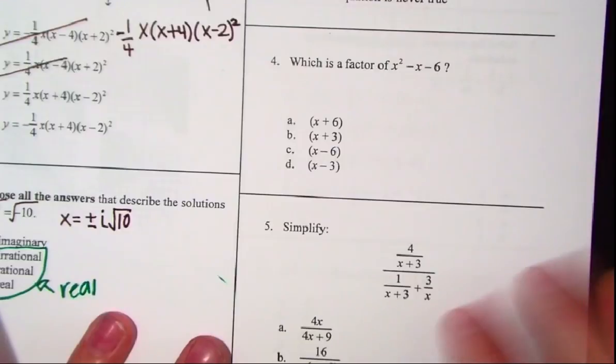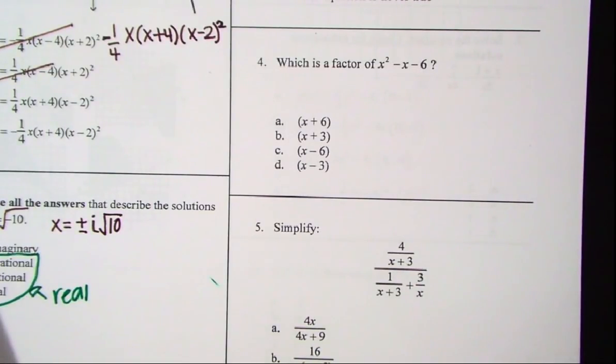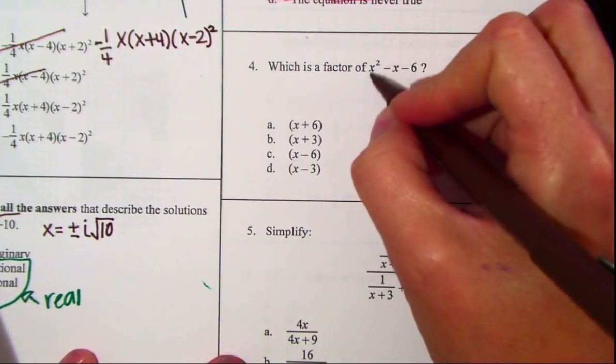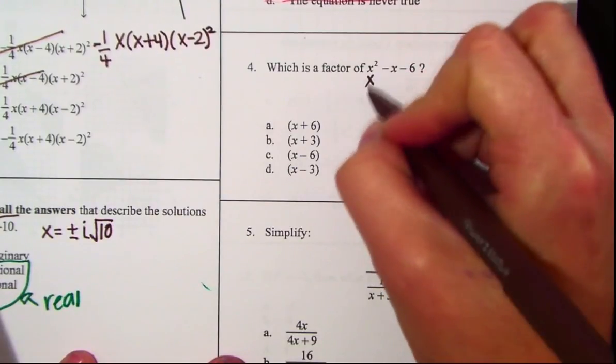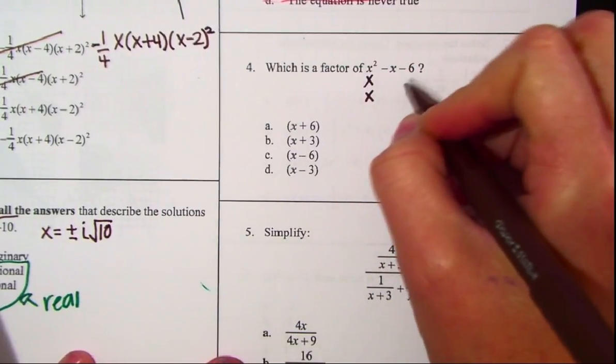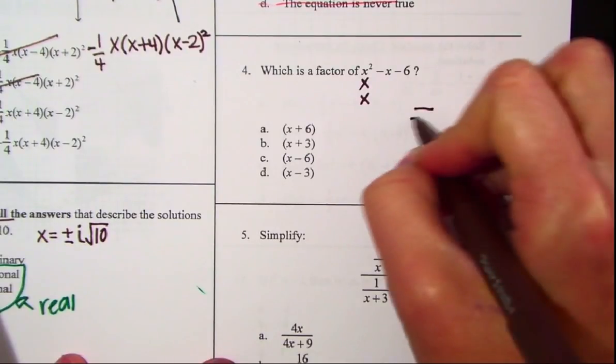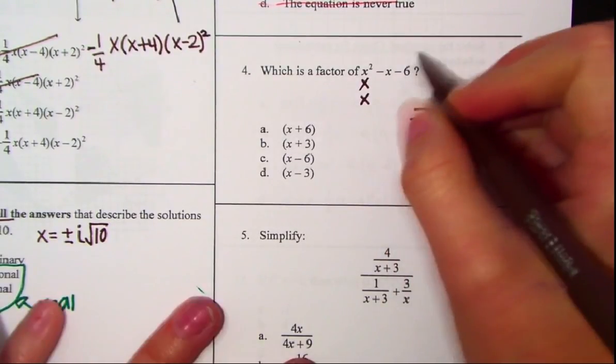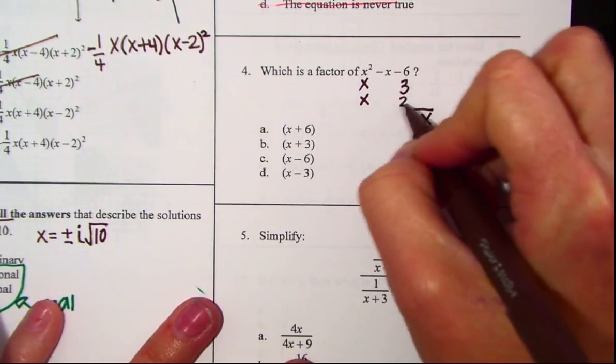Okay, which of these is a factor? So we're going to go ahead and factor this one using my procedure. What two terms multiply to give me x squared? That's going to be x times x. Two numbers that multiply to give me 6 that are going to add up to my middle term, negative x. That's going to be 3 times 2.